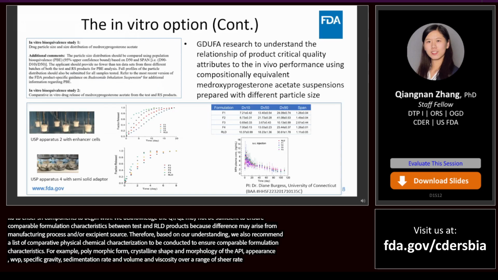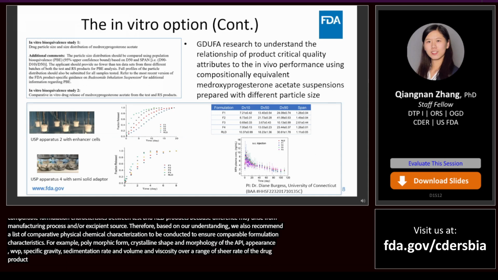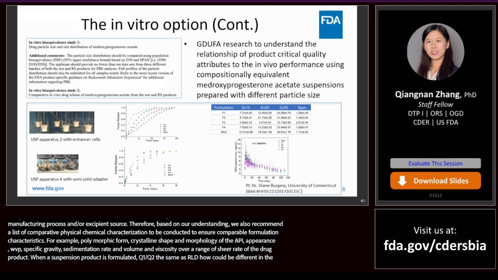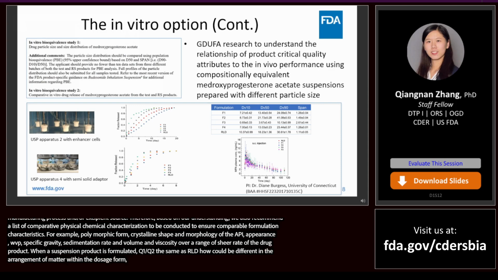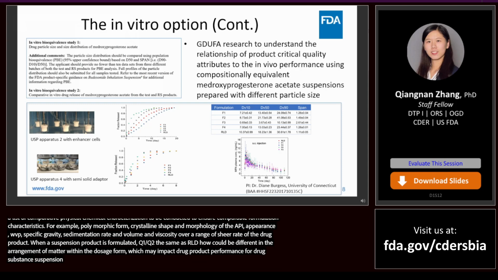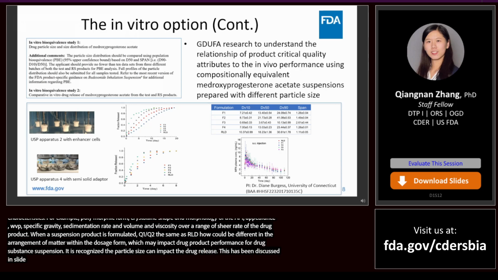When a suspension product is formulated Q1, Q2 the same as an RLD, there could be difference in the arrangement of matter within the dosage form, which may impact drug product performance. For injectable drug substance suspension, it is recognized the particle size can impact drug release. This has been discussed in slide 3, described by the Noyes-Whitney equation.